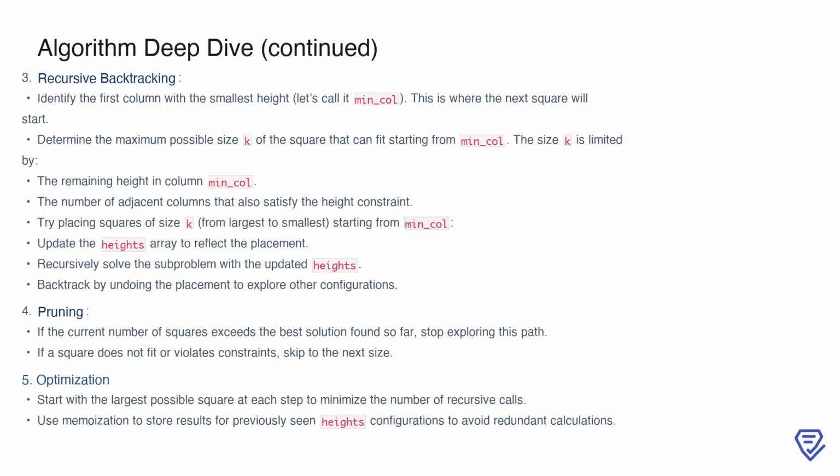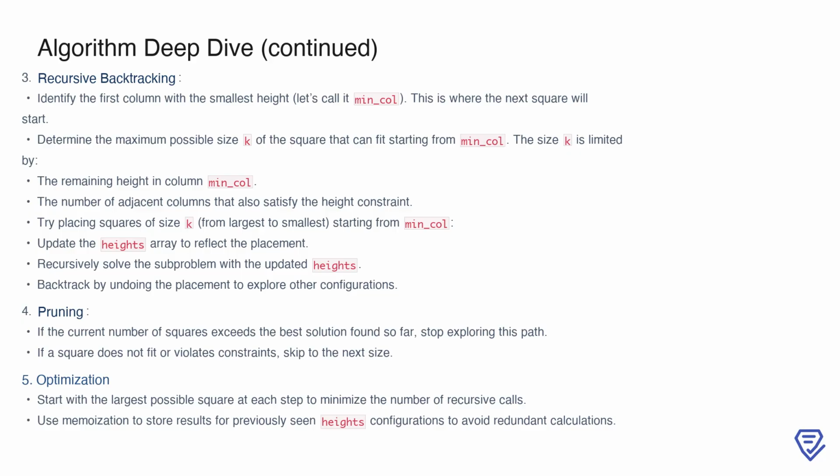The next step involves recursive backtracking. We identify the first column with the smallest height, referred to as min_col, as the starting point for placing the next square. Then, we determine the largest possible square size, k, that can fit starting from this column. The size k is constrained by two factors: the remaining height in min_col and the number of adjacent columns that also meet the height requirement.